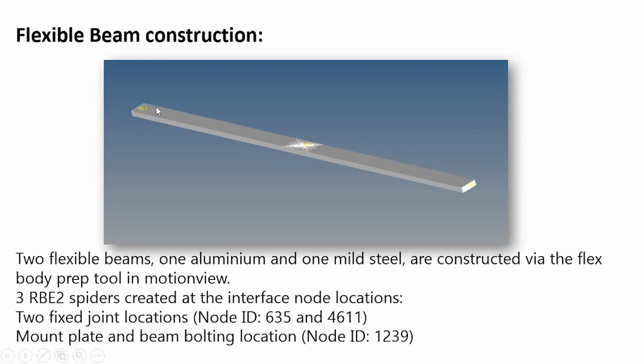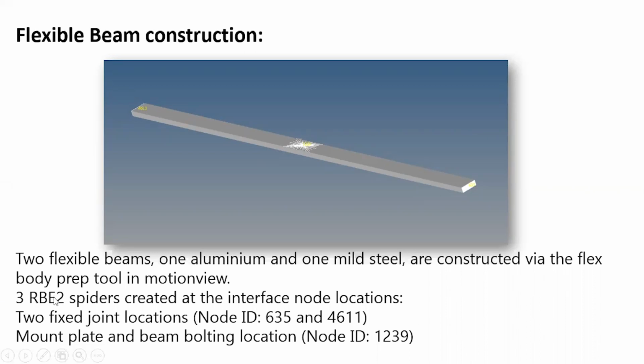As we know, there will be three bolt conditions on this particular beam. There will be a fixed joint on this side, a fixed joint on the other end, and a mount plate which is fixed to this particular beam. So we have used three RBE2 spiders, which are the rigid elements created at the interface node locations.